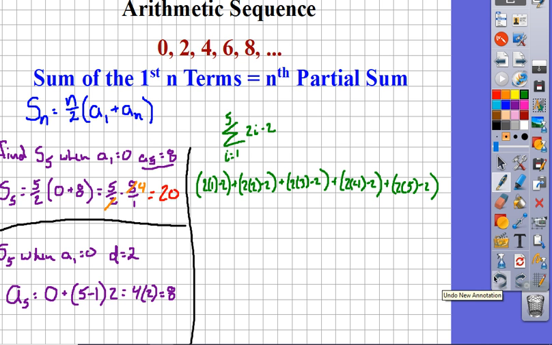I keep hitting the button on my pen. I'm so sorry. Now, let's see how we can do this with the summation instead.